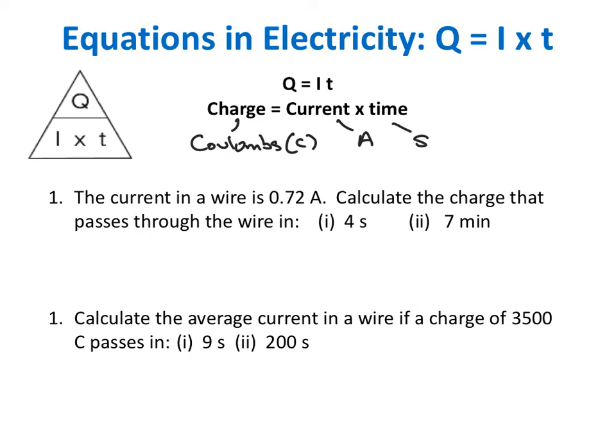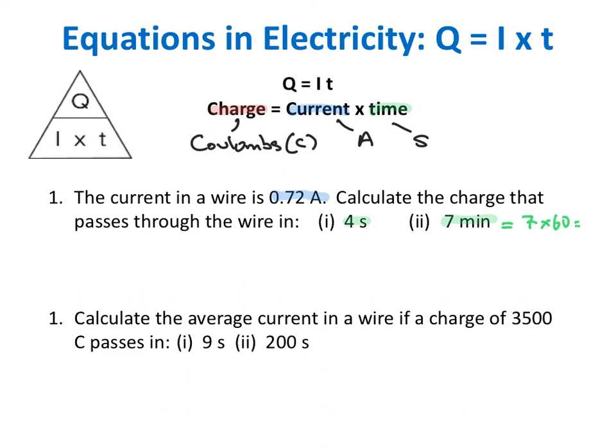Okay, so I'm going to color code them again just to try and highlight where the values are coming from. So charge is going to be red, current's going to be blue, time is going to be green. So we've got two questions here with different parts. First thing is they give us the current. They're asking us to work out the charge, and they give us time. However, if we just notice with the second one, the time there is in minutes and it's supposed to be in seconds. So we need to convert that into seconds.